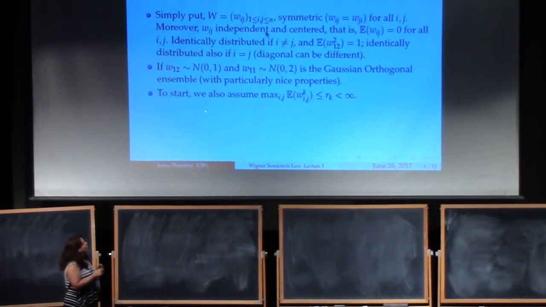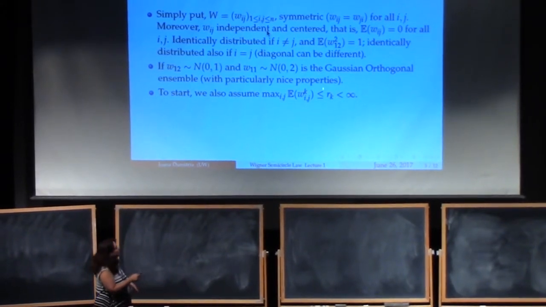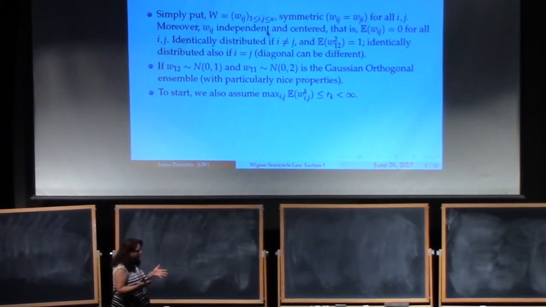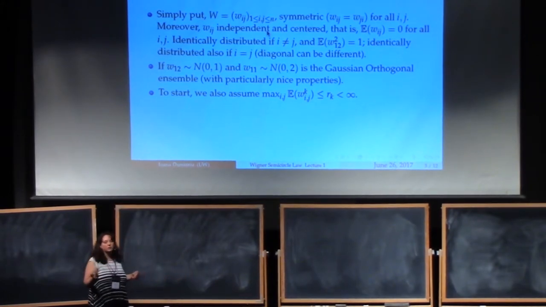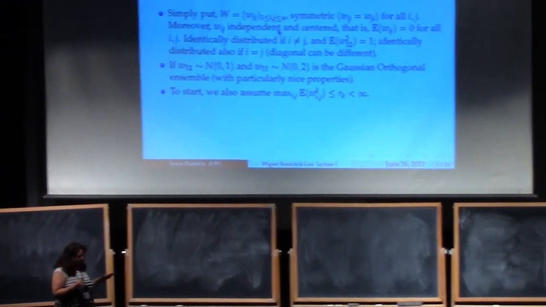Okay, so one more assumption that I'm going to make, which I will eventually remove, but for now, to make things easy, as a stepping stone, I will assume that the distributions that the W_ij come from have finite moments of all orders. Okay, this is what this assumption is saying. So a moment is the expected value of x to the k with respect to some distribution. That's the kth order moment. So these are the assumptions that I'm going to make on my Wigner matrices this lecture.